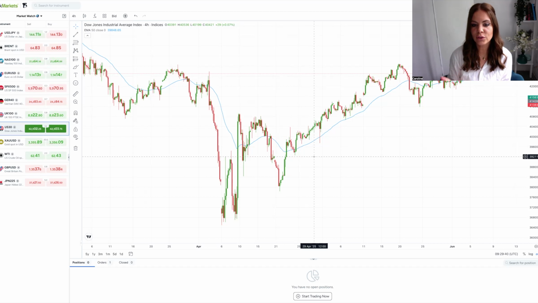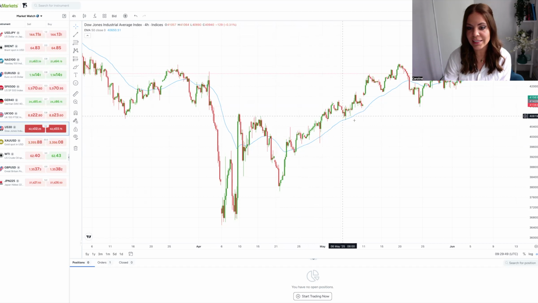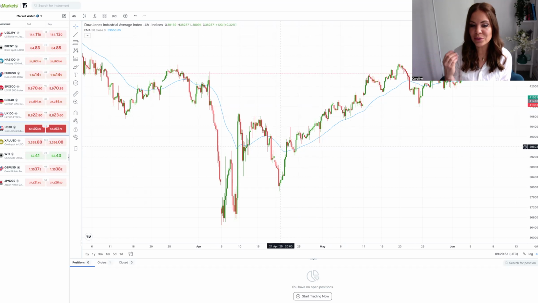You then want to look for a pullback to happen. This is when the market makes a move in the opposite direction to the trend. These happen all throughout the trend, and it's just a normal part of price action. The reason why you want to wait for the pullback to happen is often when it looks like the best time to enter is actually the worst time.